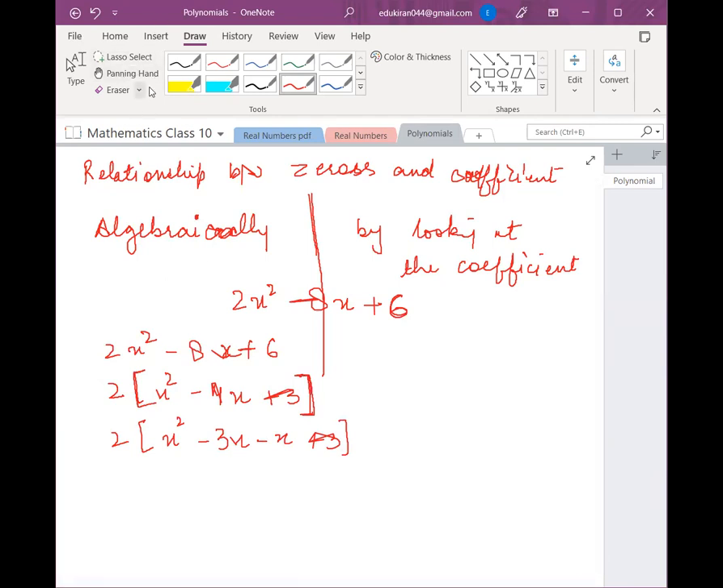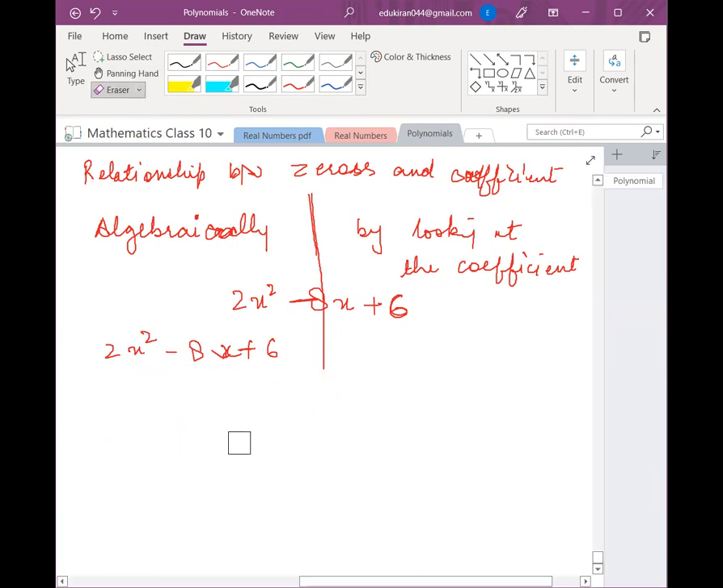Okay, let me do it again. Let me not take the 2 common. We'll do it directly.